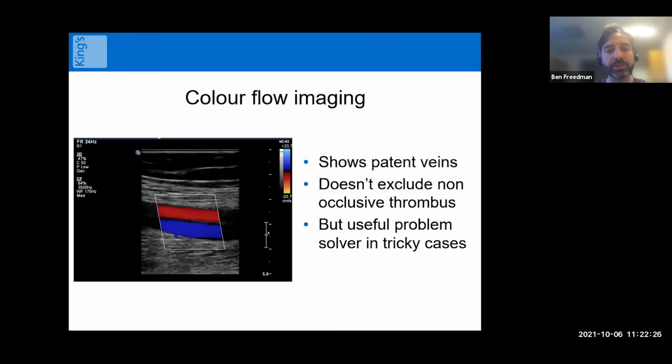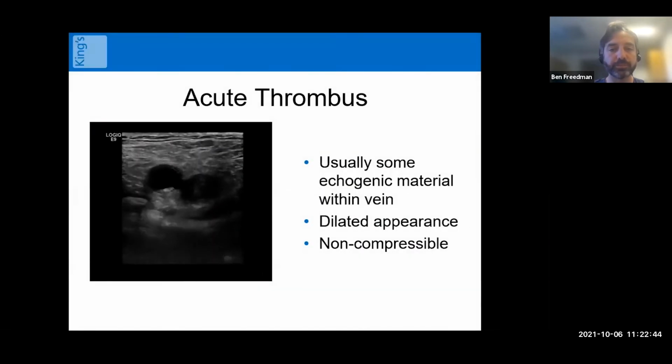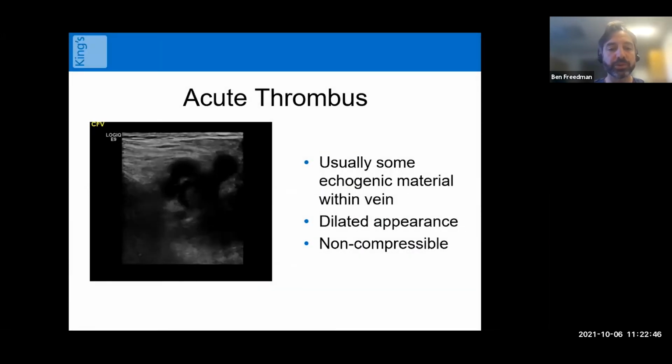The color flow imaging is something that is useful from time to time. It shows where the veins are patent, but it doesn't exclude non-occlusive thrombus. So we don't rely on it wholly, but it's very useful as a problem solver in kind of trickier cases with difficult imaging. So what does an actual blood clot look like in a vein?